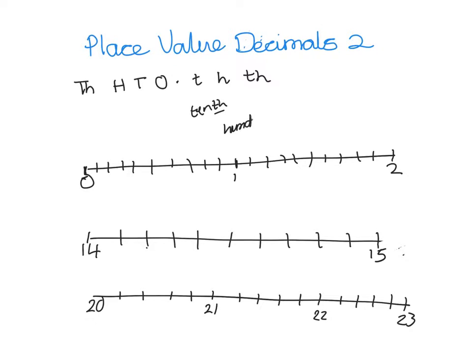Hundredth with a th at the end. Don't get mixed up with tens and hundreds, which are here. Tens, hundreds, these are tenths, th and hundredths. These are the fractional parts, the small parts that come between numbers.